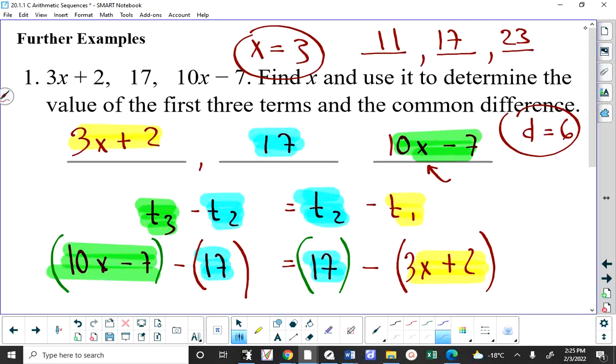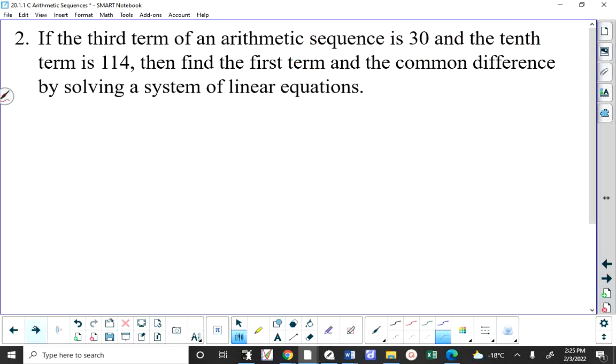Any questions with the first example? This is a question you need to familiarize yourself with. Number 2: the third term of an arithmetic sequence is 30 and the 10th term is 114. Find the first term and the common difference. Okay, now just a second here. If it weren't for this statement, you already know how to answer this question.